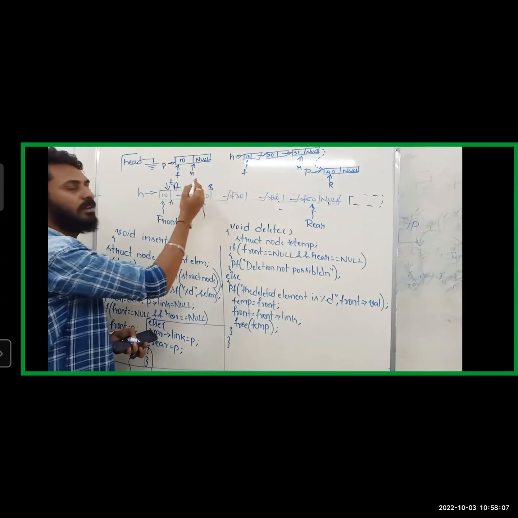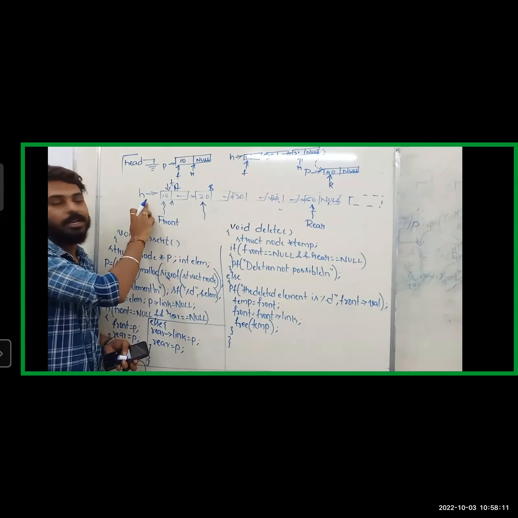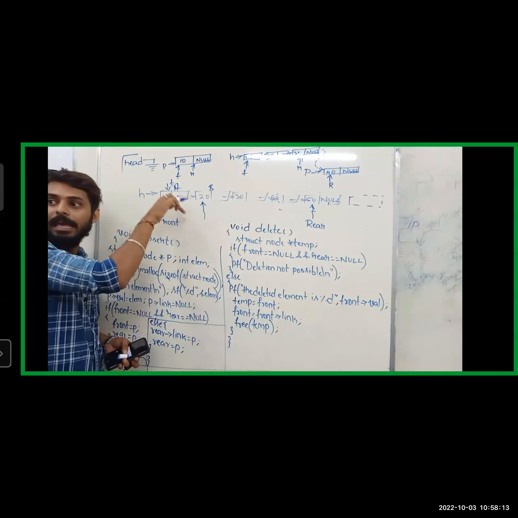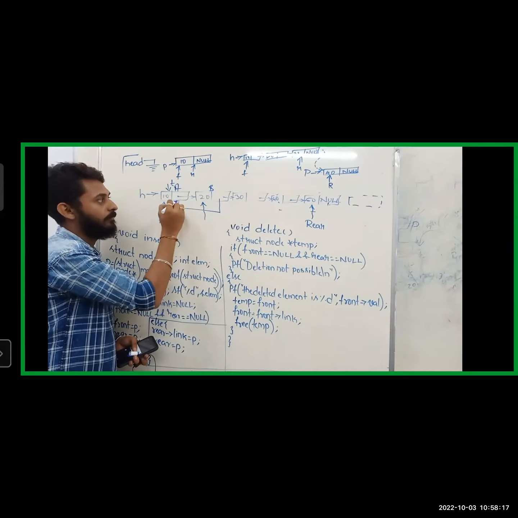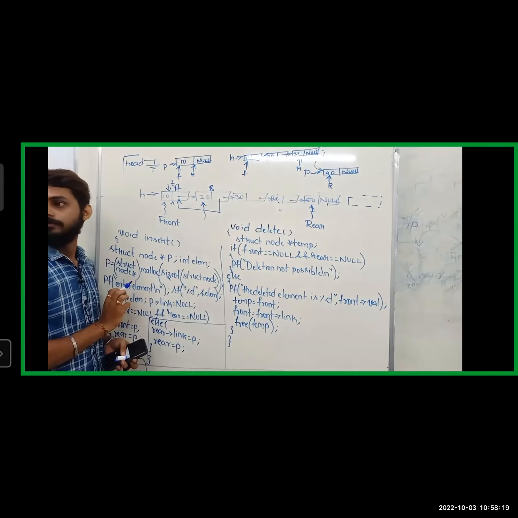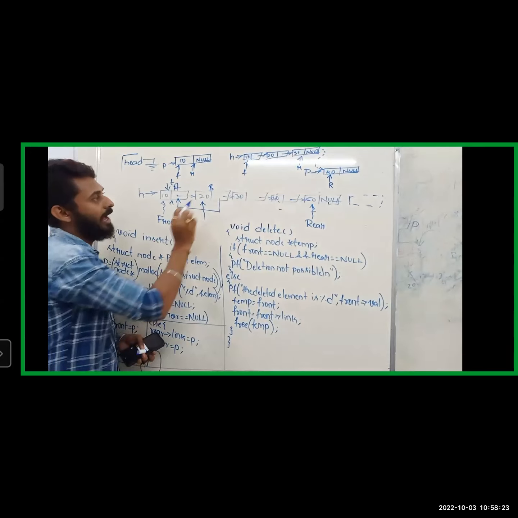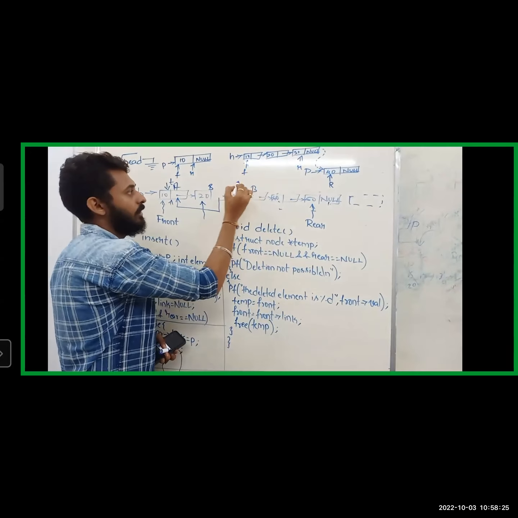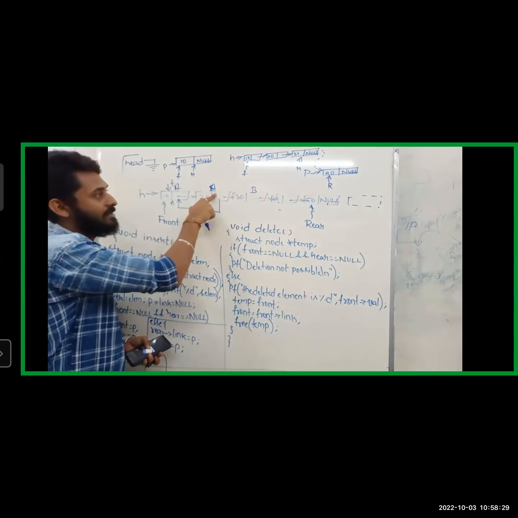A should be pointing to the same place where head is pointing. B should be pointing to A's link. This much I have done. And B's link should be pointing to A. Next one. I will move my B also. I will move my A also. Now the new position of A is this one. The new position of B is this one.